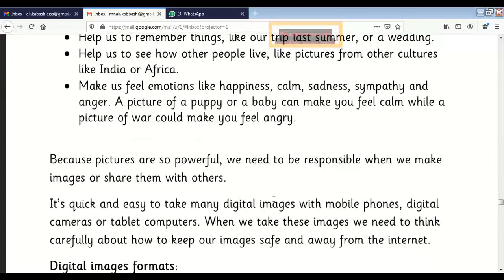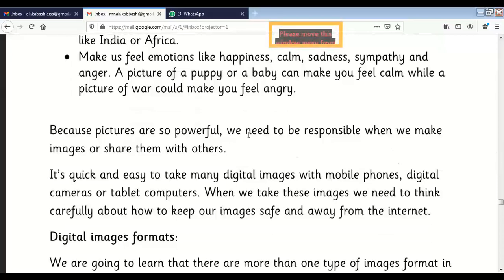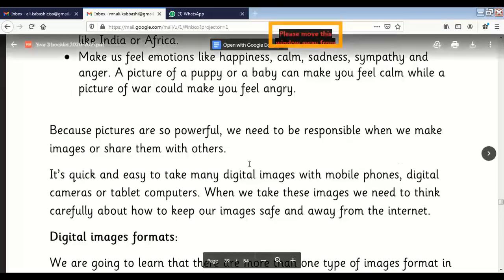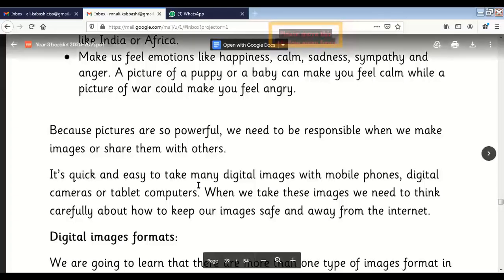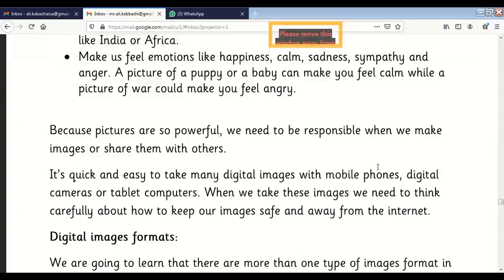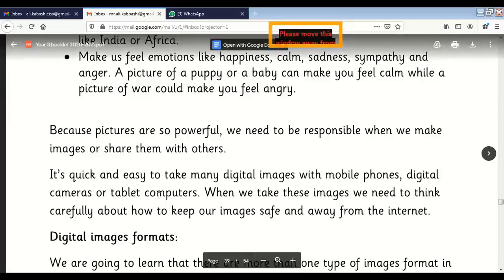Because pictures are so powerful, we need to be responsible when we make images or share them with others. We need to be very careful about who to share pictures with. You do not share pictures with anyone. You have to ask your parents first what pictures you can send and who you can send them to, because parents know better and they want what's good for us. It's quick and easy to make many digital images with mobile phones, digital cameras, or tablet computers.